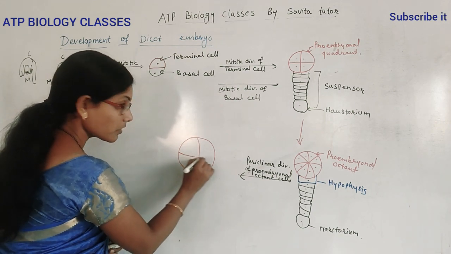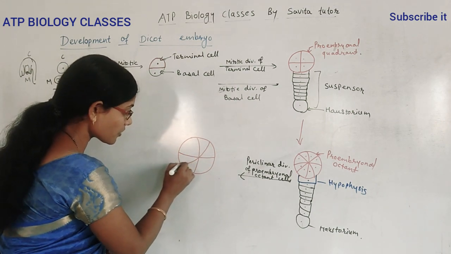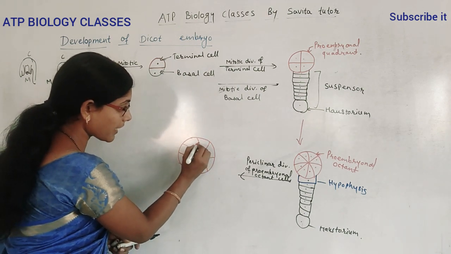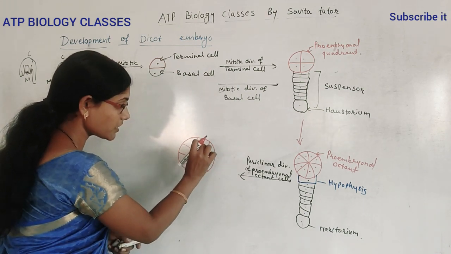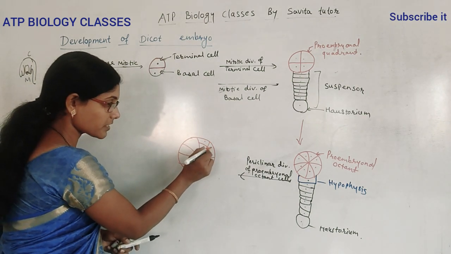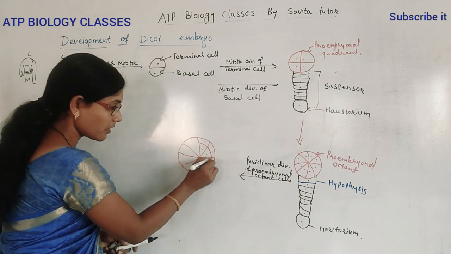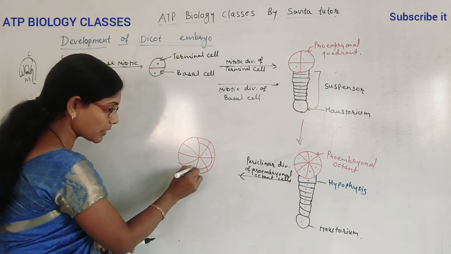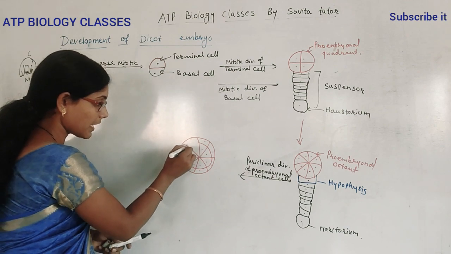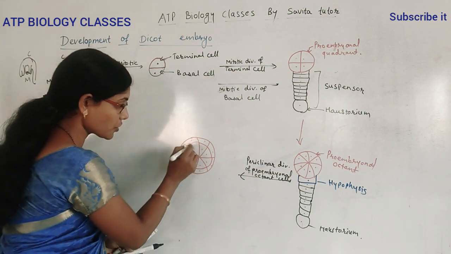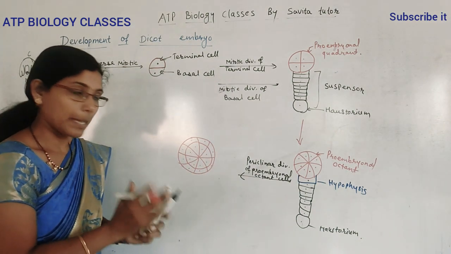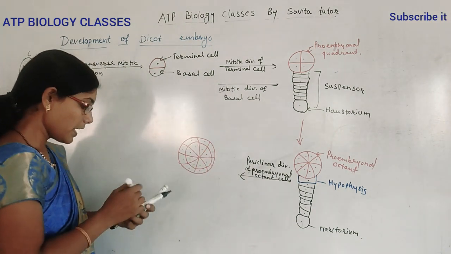See, this one is an 8-cell structure. Each cell will divide periclinally, means here this cell is divided into 2, this one and this one. Same way this cell also will divide into 2. Likewise all other cells will divide outwards and they will form such type of structure, which is known as the globular embryo. Now this is a globular embryo.